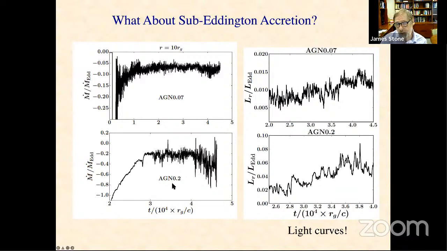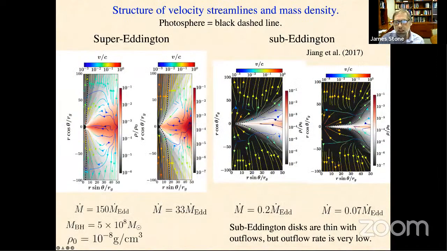We've also done models which are 0.2 Eddington. So we've spanned about a factor of 10 in Eddington ratio below 1. Again, we have mass accretion rates and light curves for those systems, and they're very interestingly different. So this is a rogues' gallery: snapshots of the time averaged and azimuthally averaged structure of the accretion flow from super Eddington, 150 times the Eddington mass accretion rate here, all the way down to the lowest model, 0.07, spanning the full range, 33.2 all the way down to 0.07.